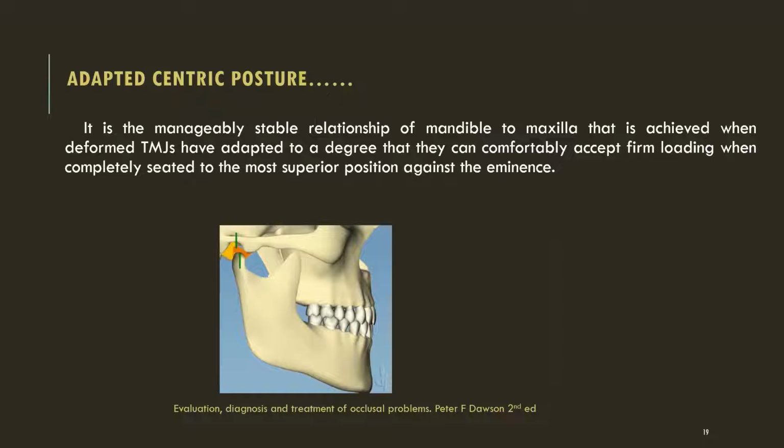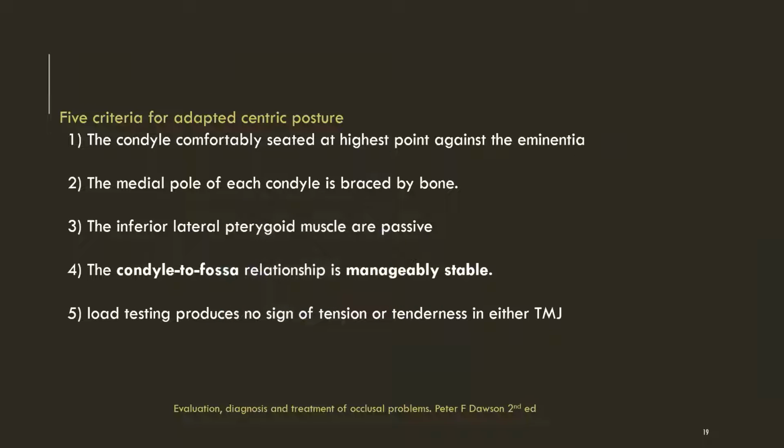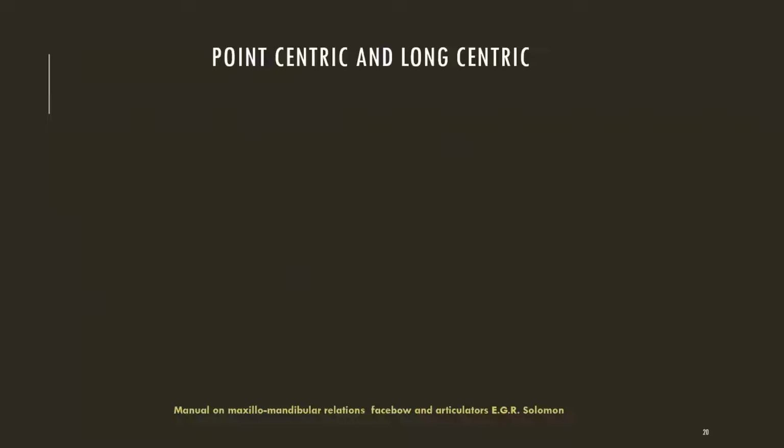So what is adapted centric posture? It is the manageably stable relationship of the mandible to the maxilla that is achieved when the deformed TMJs have adapted to a degree that can comfortably accept firm loading when completely seated to the most posterior position against the eminences. So the 5 criteria for adapted centric posture are: the condyle comfortably seated at the highest point against the eminentia. The medial pole of each condyle is braced by bone. The inferior lateral pterygoid muscles are passive. The condyle to fossa relationship is manageably stable, and the load testing procedures produce no sign of tension or tenderness in either of the TMJs.